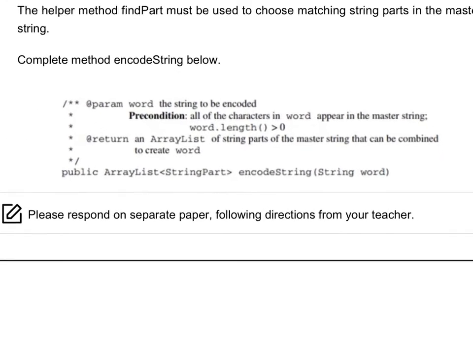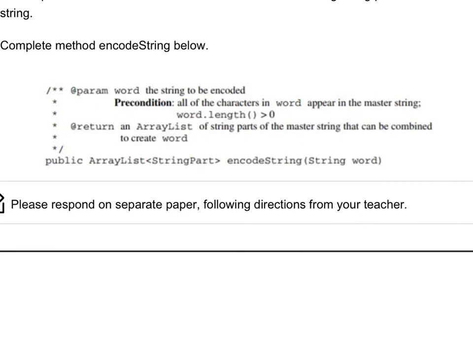So here's the method header again to make sure. And remember, it returns an array list. Since it's going to return an array list, the first thing you really have to do is create an array list. That's a key. And then it's just going to put them all together.